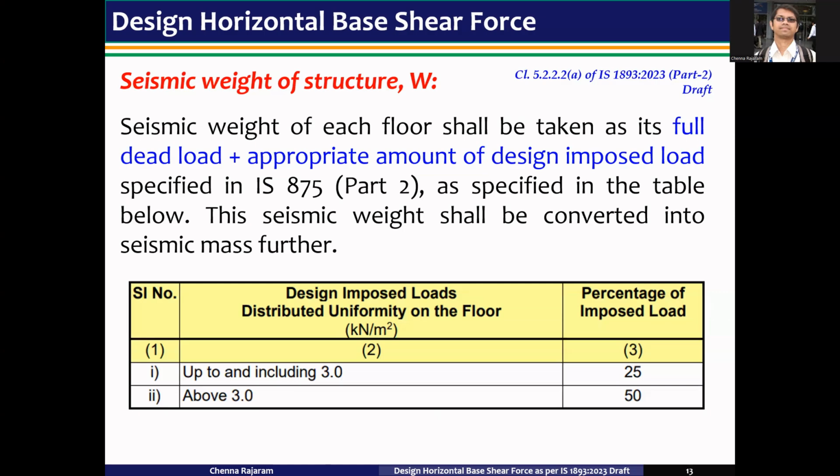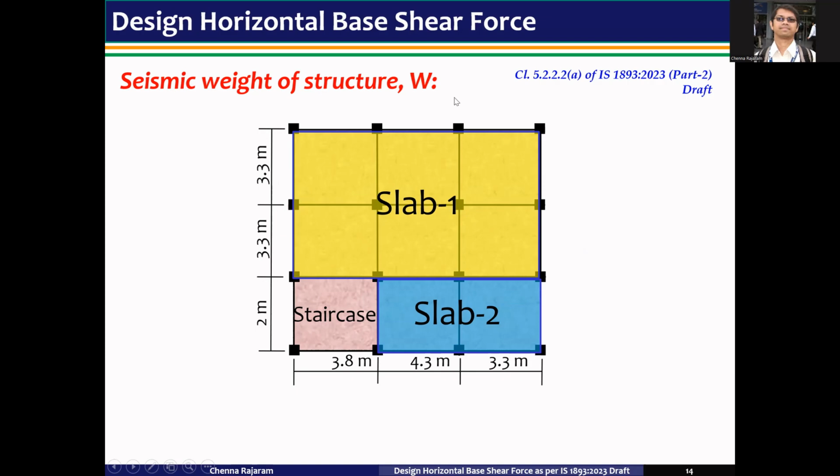So this seismic weight shall be converted into seismic mass further. So if the imposed load value is considered as less than or equal to 3 kilonewton per meter square, then you need to consider only 25% of the imposed load. If the value is more than 3 kilonewton per meter square, then you need to consider 50% of the imposed load. The seismic weight of the structure W is calculated as follows.